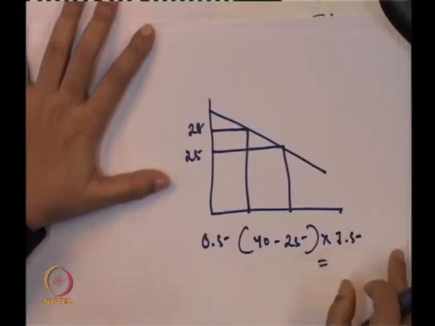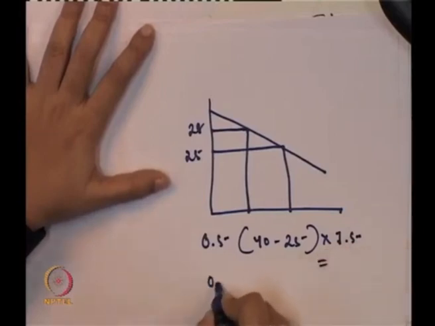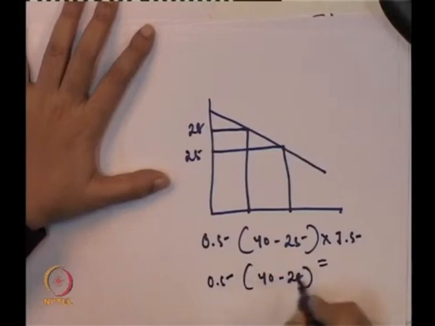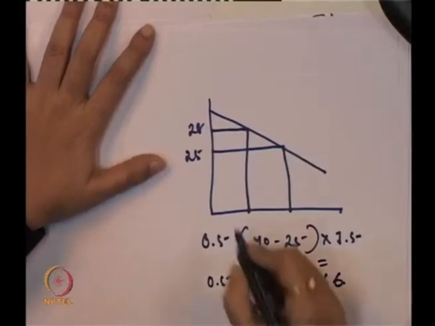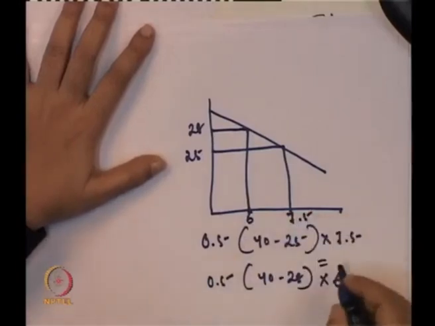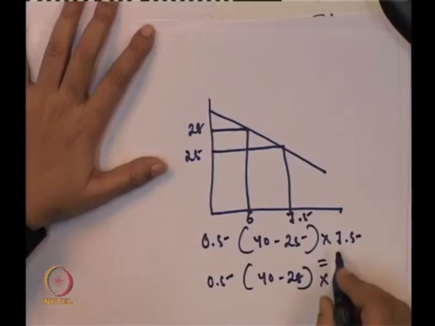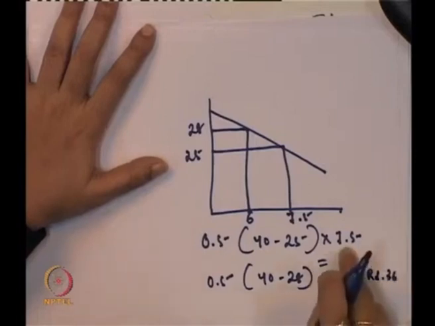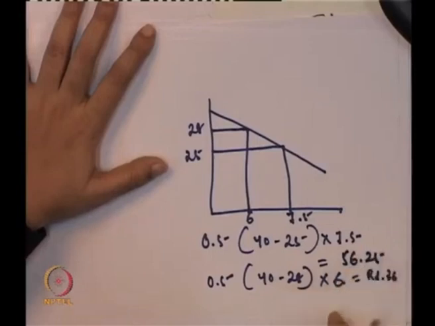Now when the price increases to 28, then this is 0.5 into 40 minus 28 multiplied by 6. So this will give us the value which is equal to rupees 36. So the first one is 56.25 and the second one gives us the value which is equal to 36.